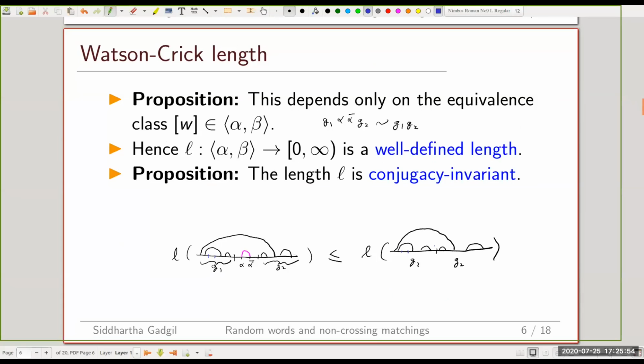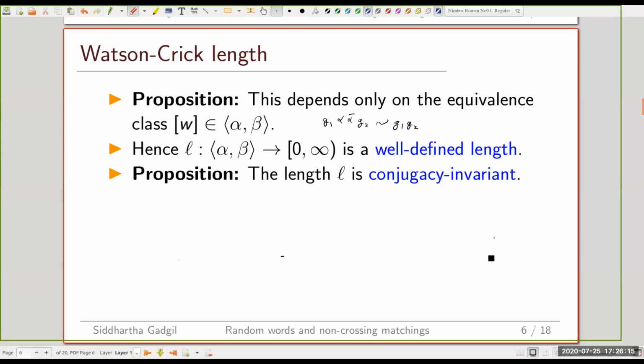Again, to come back to this, what do I want to show? In the free group, let me redraw this in 2 lines. I was trying to show this in just 1 line. This is a short lecture, so please feel free to interrupt. What I want to show here is that G1 alpha bar G2 is equivalent to G1 G2. This is true in the free group, and this is the only relation in the free group. Given this relation, I want to show that the length of G1 alpha bar G2 is equal to the length of G1 G2.